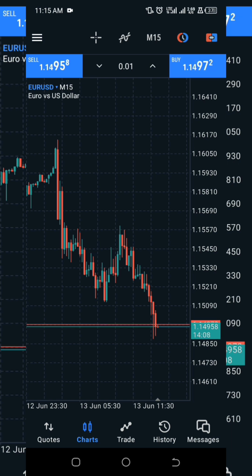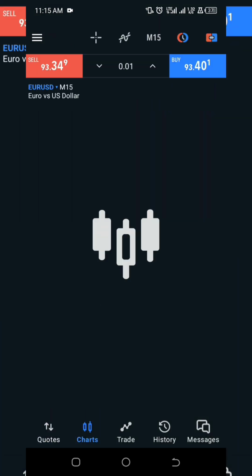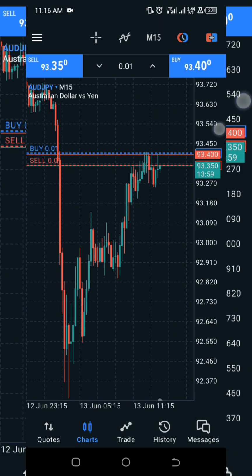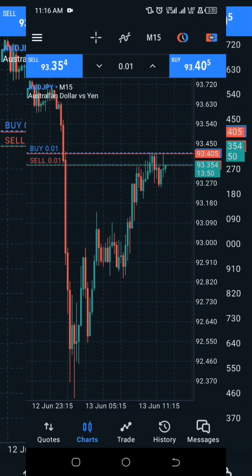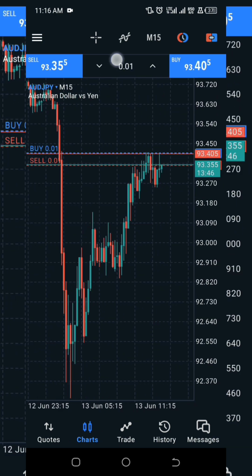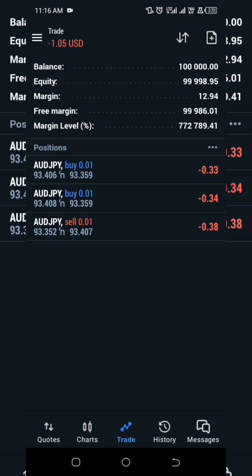So let's go to quotes again. Let's go to my AUDJPY. Let's go to chart. Yes. So whilst we are here, I said I was going to teach you guys about the 0.01. It is called lot size. You can Google search lot size, then you find it. So the lot size is the money that will be deducted from your account balance, and that money deducted from your account balance is the same money that will be multiplying or demultiplying, right?